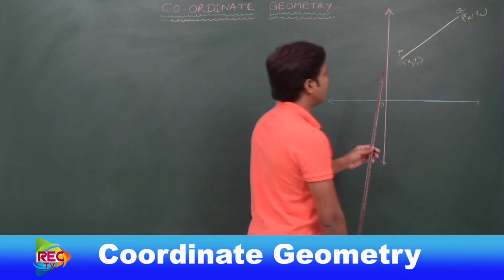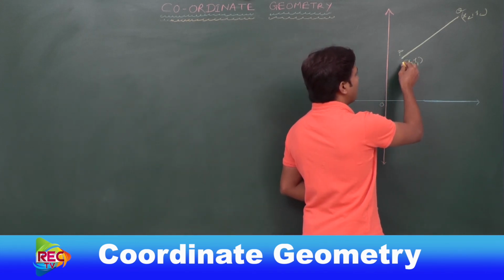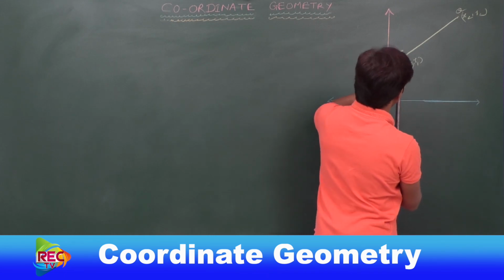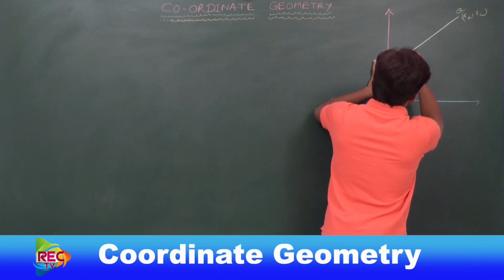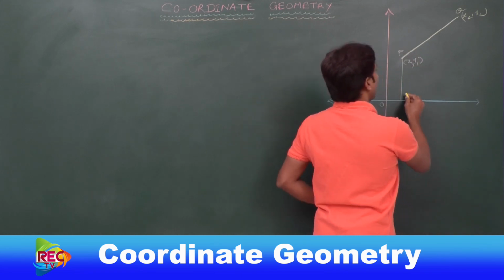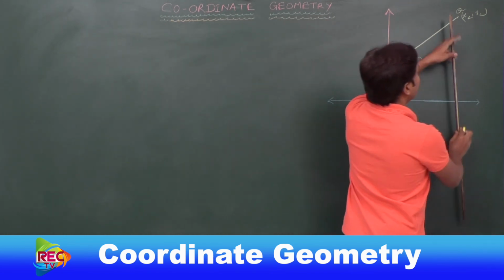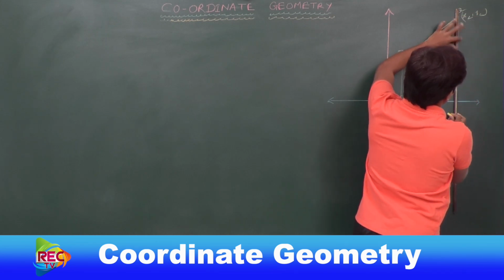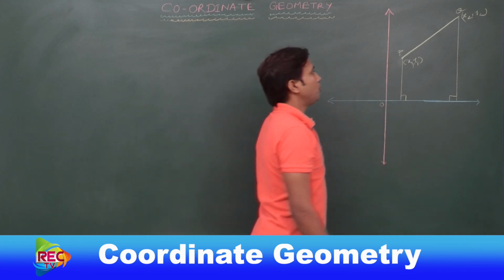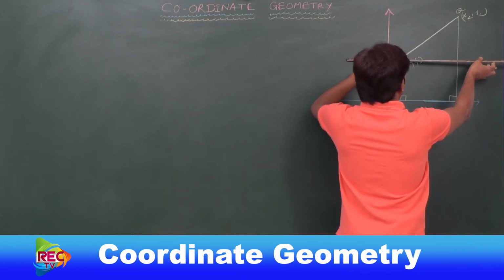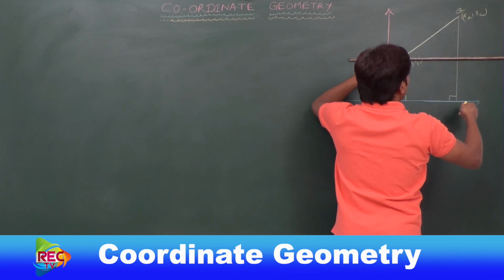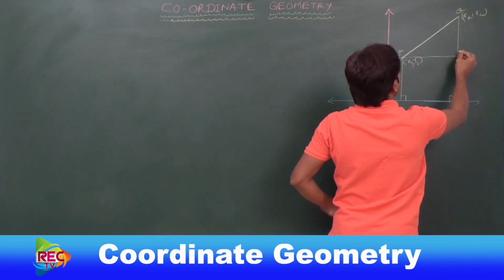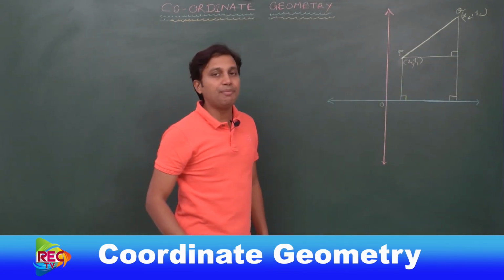For my convenience, I want to draw the perpendicular from P to x axis. This is the perpendicular from P to x axis. Similarly, draw the perpendicular from Q to x axis. We have drawn the perpendicular from Q to x axis. Now do one more thing. Draw the perpendicular from P to this line, this line. We have drawn three perpendiculars.